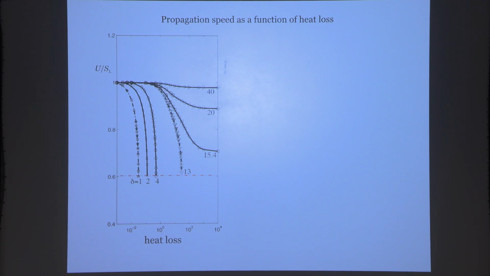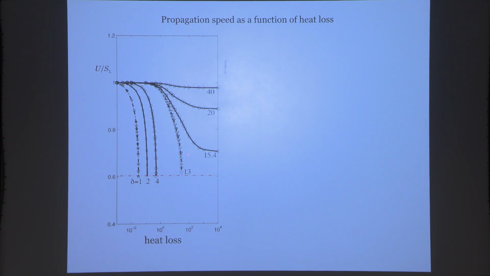And now here is the picture of the propagation speed as a function of that heat loss, the K parameter that I showed you before. Delta equal 1, 2, 4 is very narrow channels, right? What's interesting is that the speed decreases. That's like the S curve that we saw before analytically. And the extinction occurred at approximately 0.6, like theoretically was observed before.